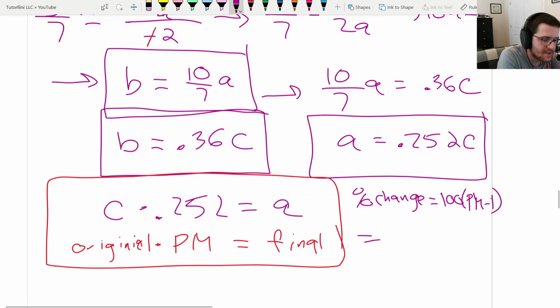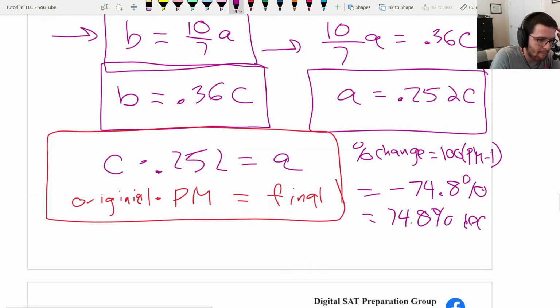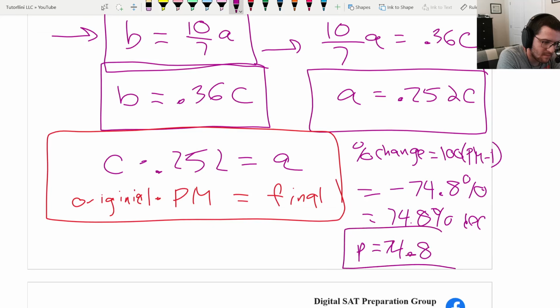So we get negative 74.8%, which is a 74.8% decrease. So P, the percent decrease that they're asking for, is 74.8. So that's our answer.